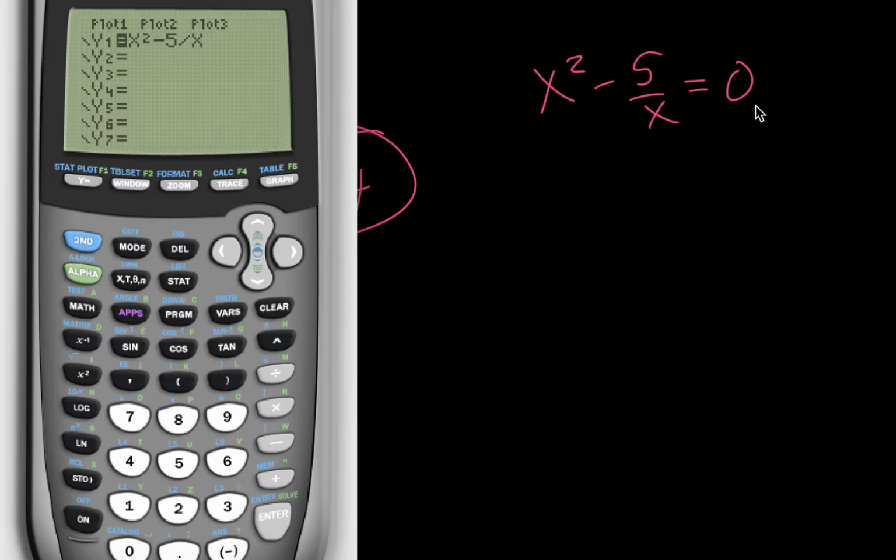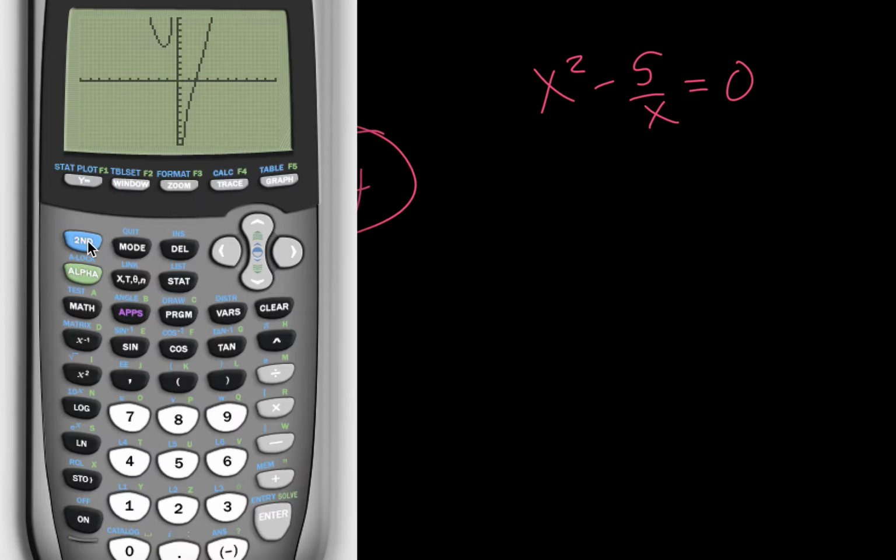Now since the other side is 0, we technically could just type in a 0 for the next one, but that's just going to create the x-axis. So I'm going to show you a different way to think about it. So we graph it, and now we only care where it crosses the x-axis. And so we see it only crosses one place right here.